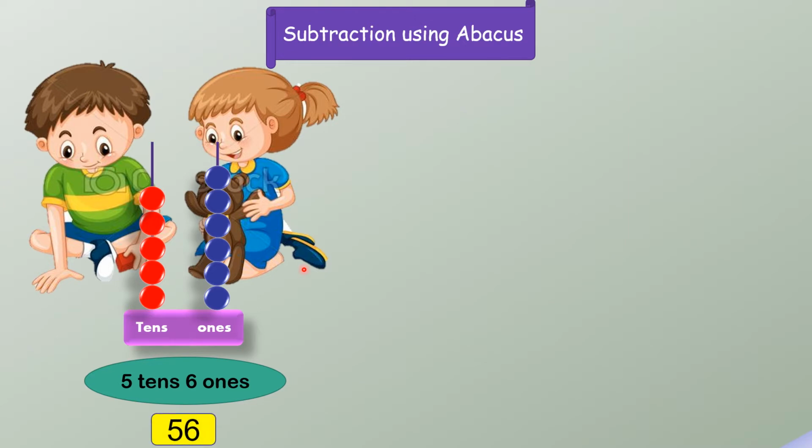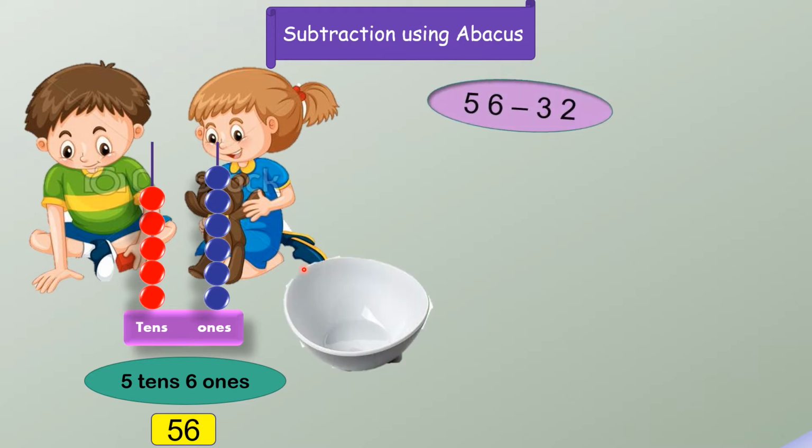Okay, now we got the number. What are they going to do today? 56 minus 32. Montu's mother gave a question that they have to do 56 minus 32 using abacus. Let's learn how they are doing this. We all know that 56 minus 32 means we need to take away 32 from 56, the bigger number, right?